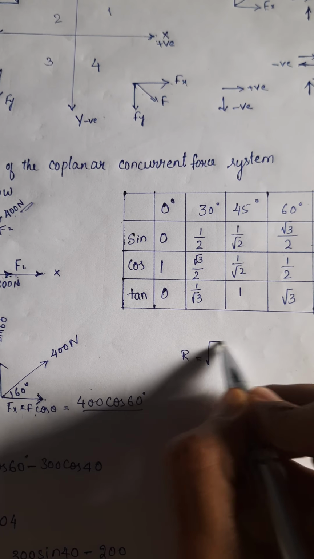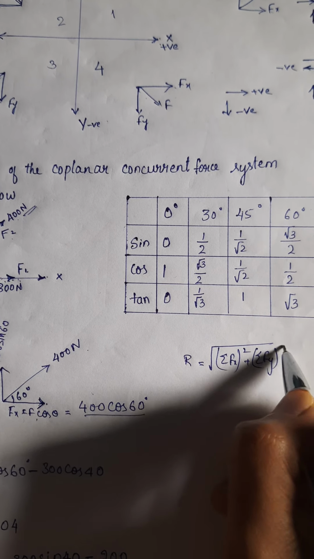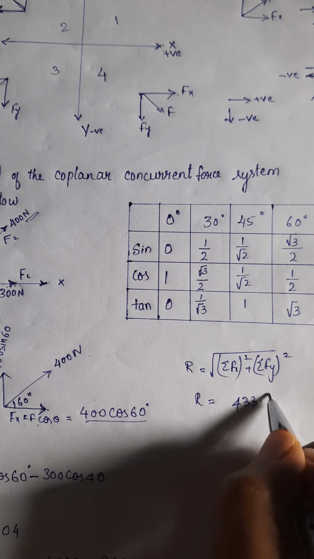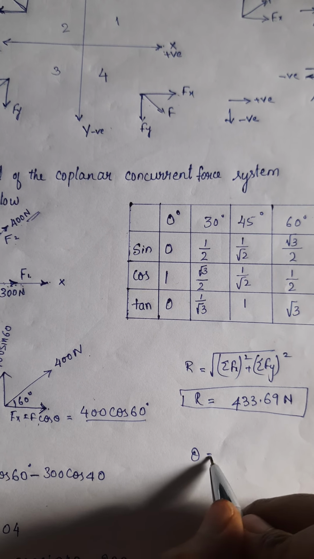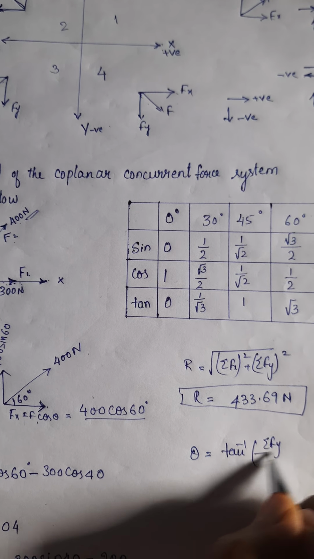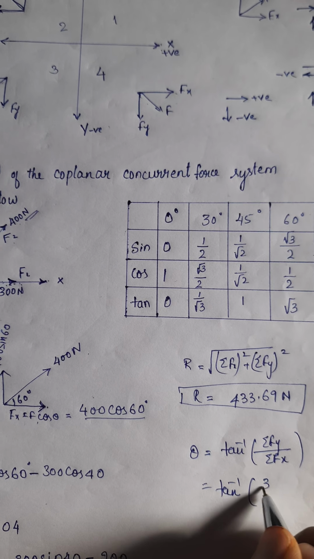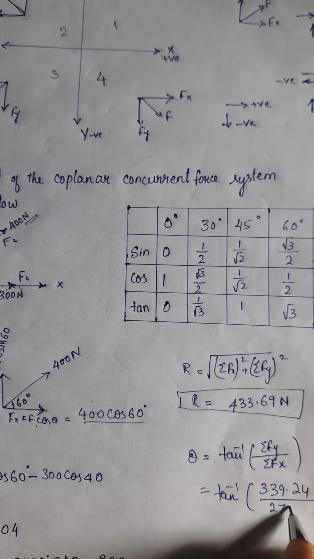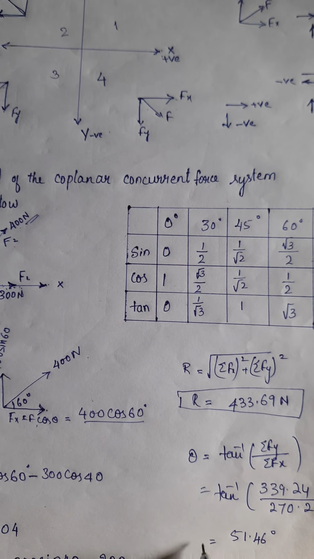R is equal to what? Root of Fx square plus Fy square. So therefore R is equal to, we'll get, 433.69 Newtons. And the inclination theta is equal to what? Tan inverse of sigma Fy by sigma Fx. That is tan inverse of Fy, 339.24, and Fx, 270.2. So we'll get theta as 51.46 degrees.